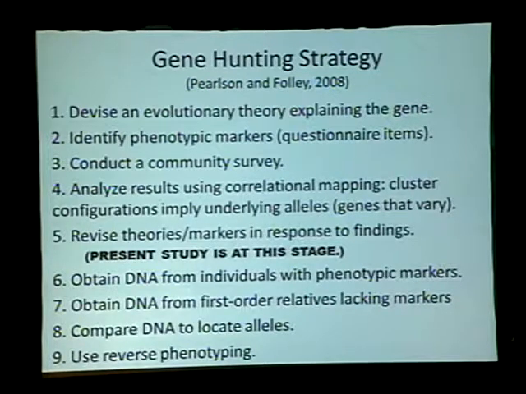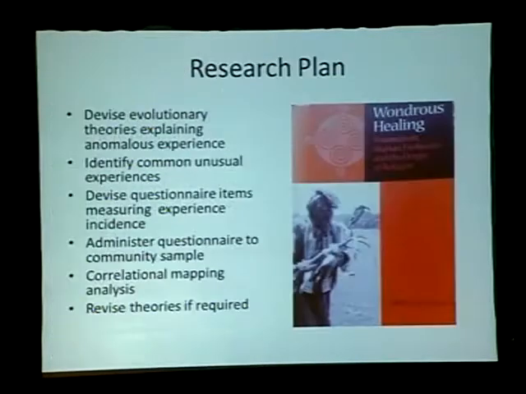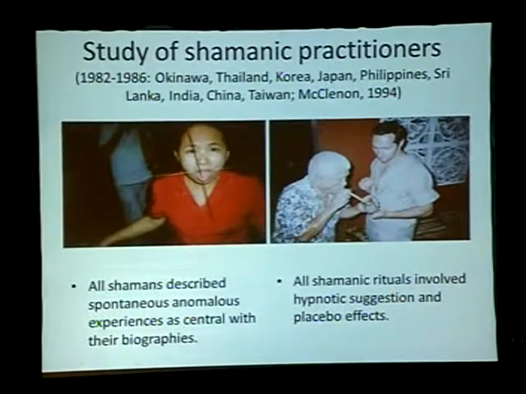You can make progress. We've been going to these meetings for decades. This is a way we can make real progress. If you had a gene, you'd have something real. It would put parapsychology on the map. So here's our plan. We're going to make theories. We're going to find common unusual experiences. We're going to devise questionnaire items. We're going to give the questionnaire to a community sample. We're going to do correlational mappings. We're going to revise the theory.